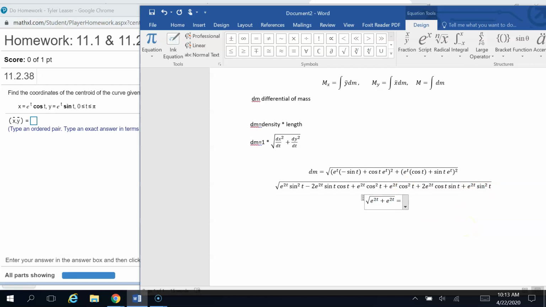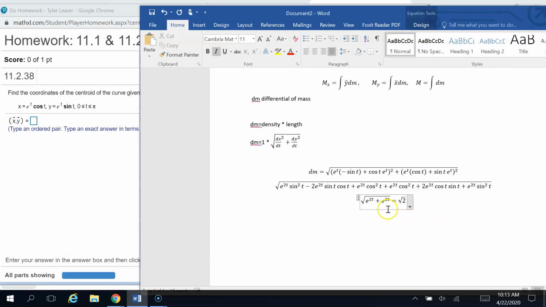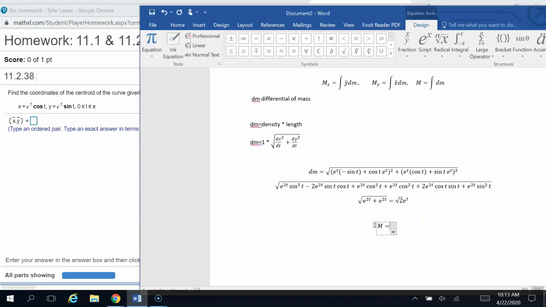All right, so just adding these together and then taking the square root. So we're going to have a square root of 2, and then when you take the square root of e to the 2t, you just get e to the t. All right, so this is our dm value, square root of 2 e to the t. This lets us find our total mass, just real quick, because this one's pretty easy. So our total mass is going to be integrating over our parameter from 0 to pi of this dm value, which is the square root of 2 e to the t dt. So this has antiderivative square root of 2 e to the t. All right, and then we're going from 0 to pi.